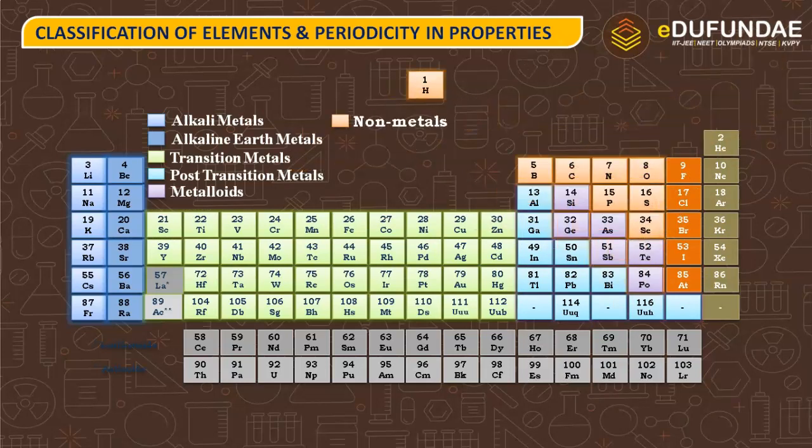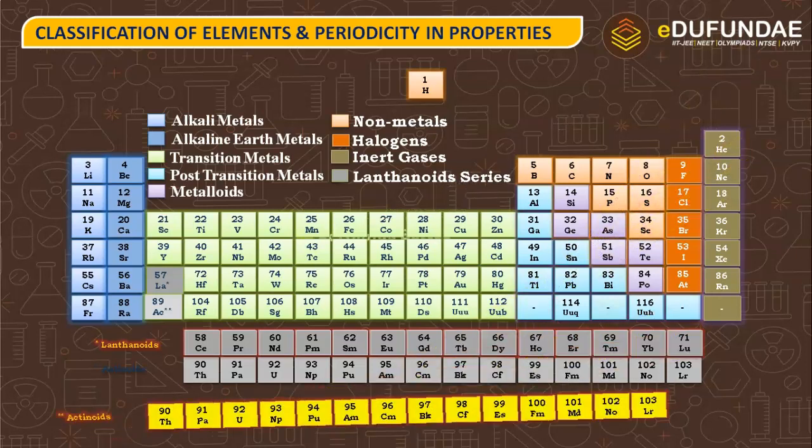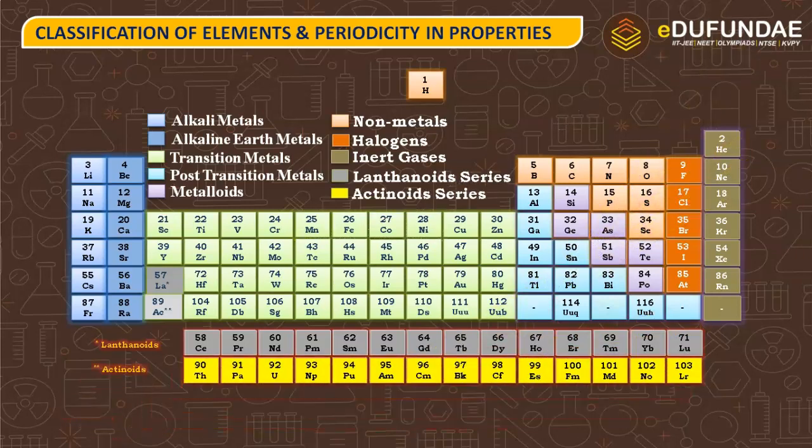Yes, these are non-metals. Non-metals are boron, carbon, nitrogen, oxygen, phosphorus, sulfur, selenium. Group 17 elements like fluorine, chlorine, bromine, iodine, astatine, these all are halogens, and group 18 elements are known as inert gases. Yes, lanthanides. Lanthanides start from atomic number 58 to 71, and actinides we have from atomic number 90 to atomic number 103.